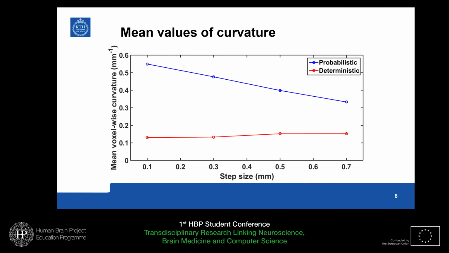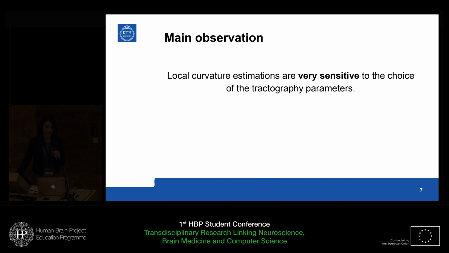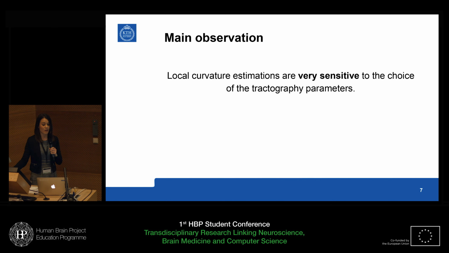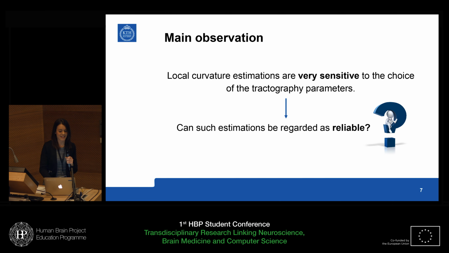So again, different results. The main observation that we can draw from these results is that local curvature estimations are actually very sensitive to the choice of the method that we use. So, first of all, we have to always use the same method if we want to get comparable results. But also, I think it's very important to further investigate if this local information is actually reliable, because we saw that it is highly sensitive also to very small changes of our settings.